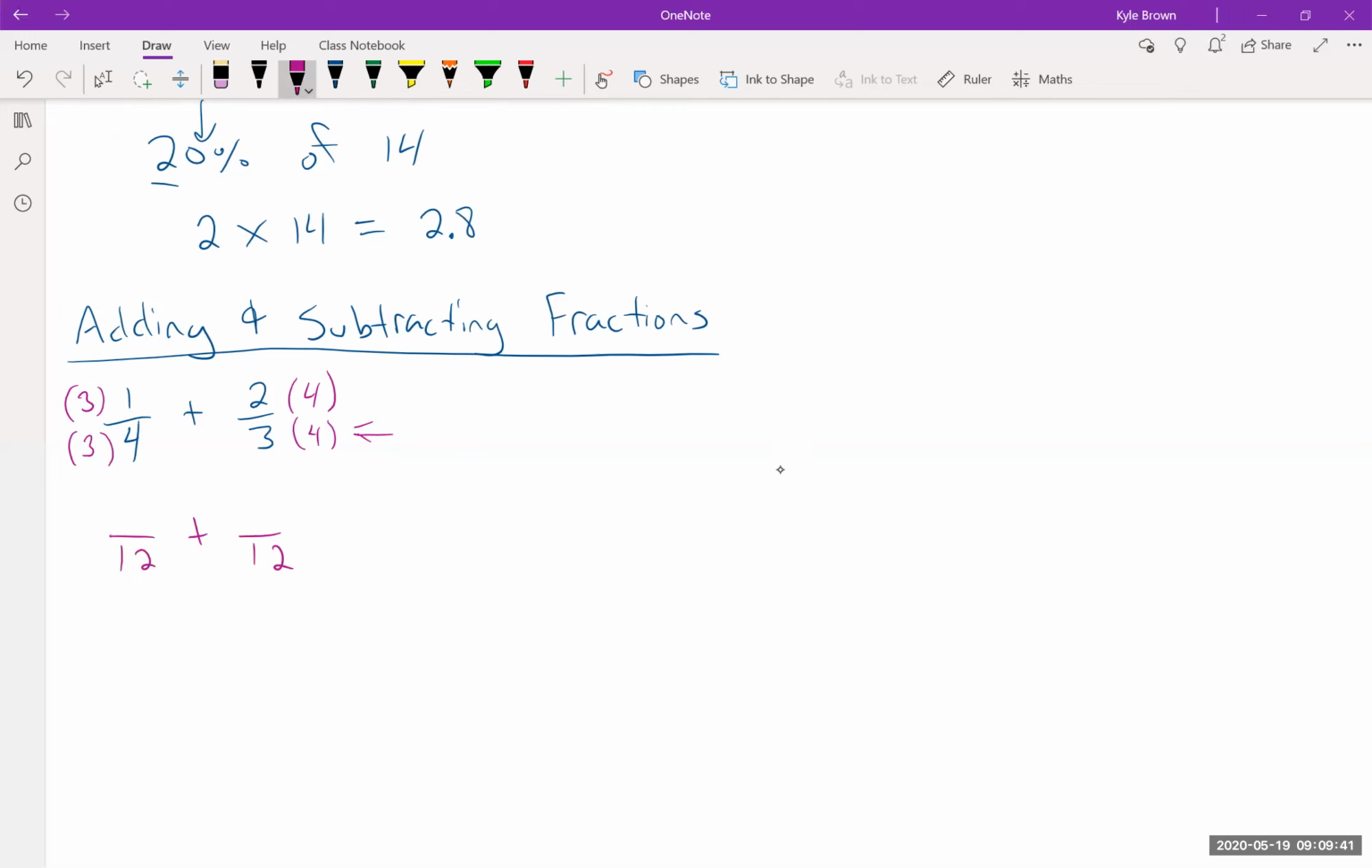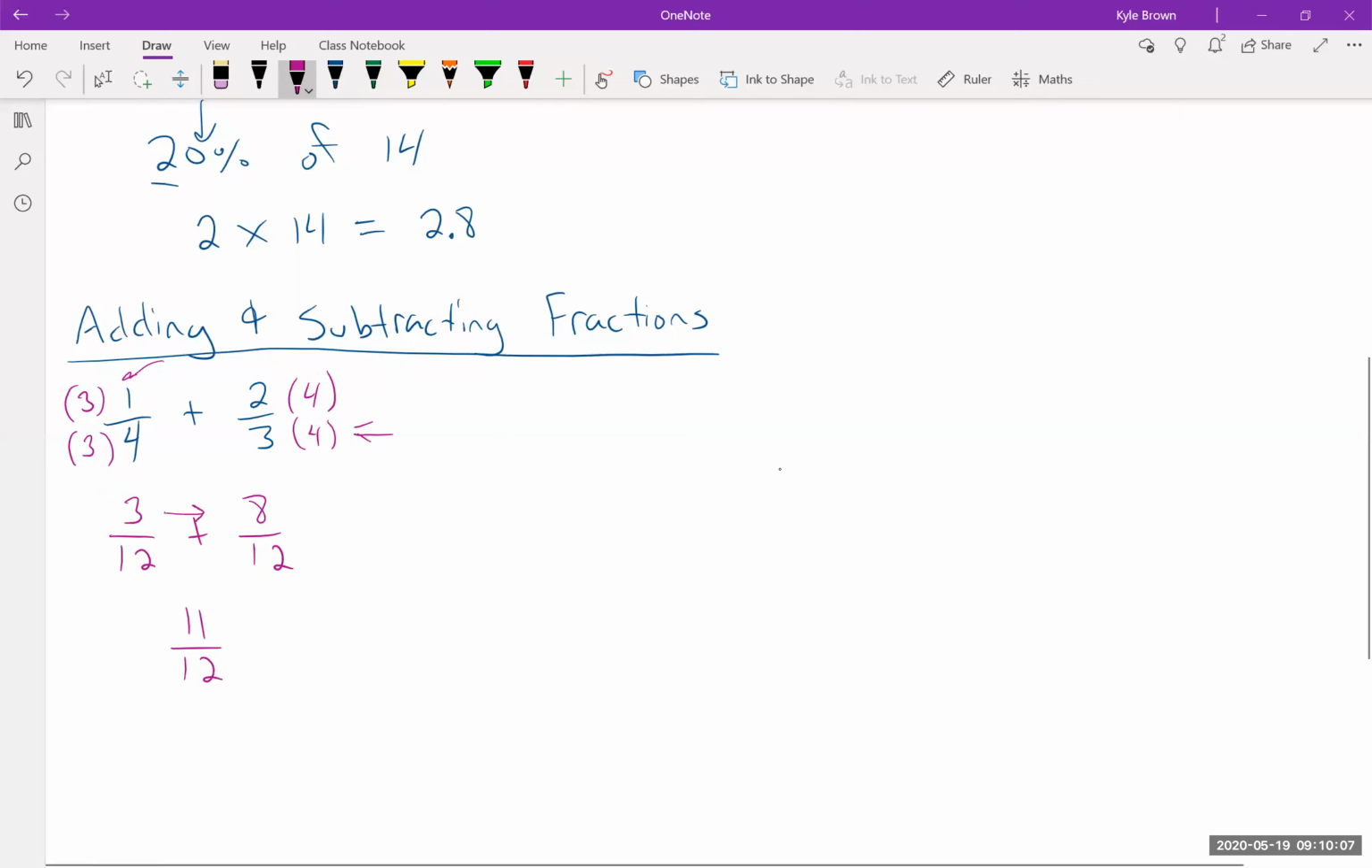Now I just look at the top. 3 times 1 over here is 3. 2 times 4 is 8. And now that I have the common denominators, it's easy. You just have to remember that we add or subtract the tops, and then we leave the denominator the same. So this would just be 3 plus 8 is 11 over 12. And that's it.